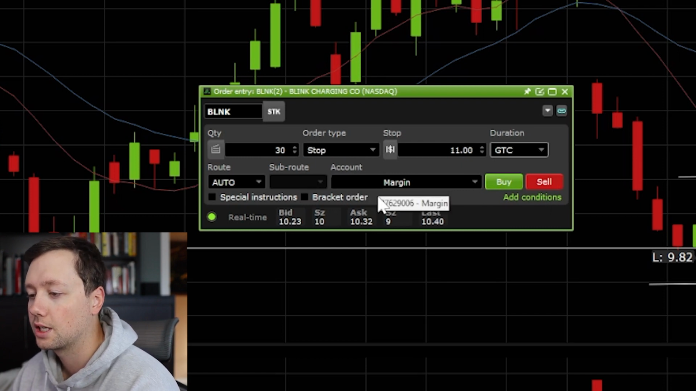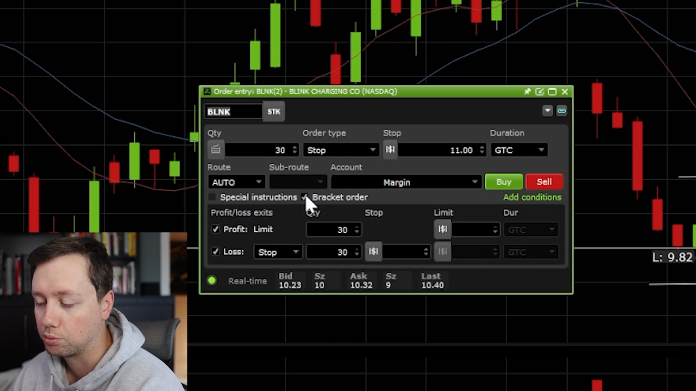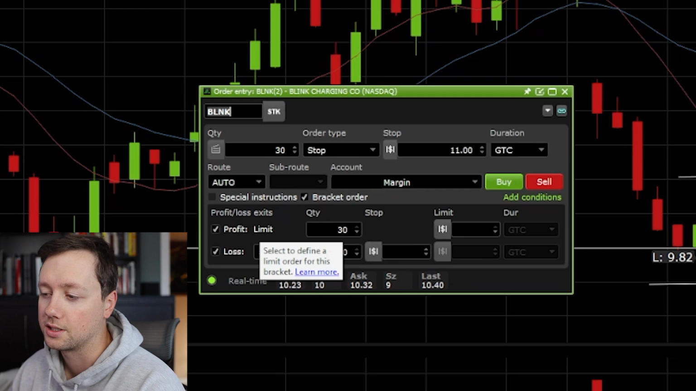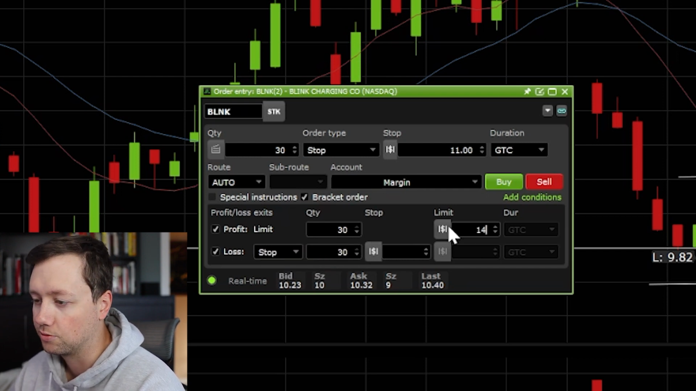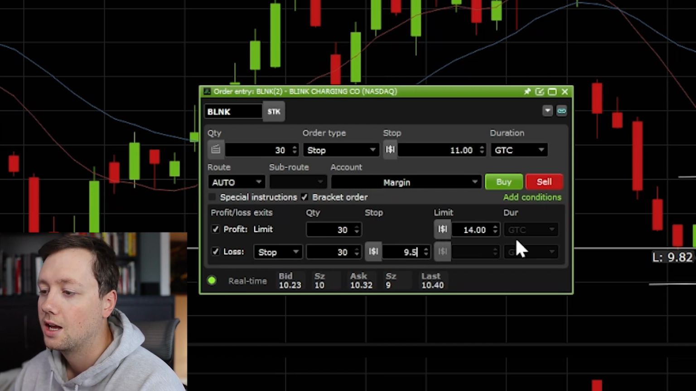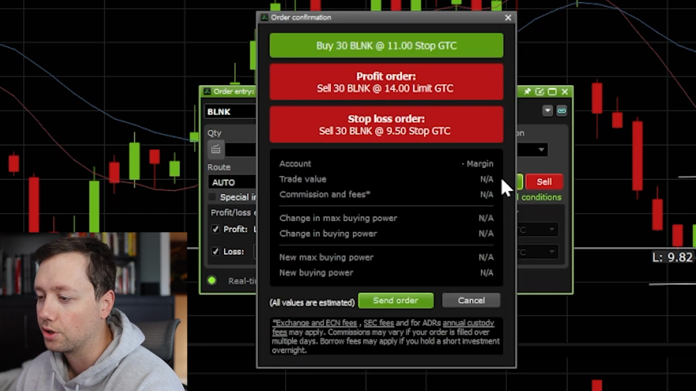I want to make sure that I'm trading in a margin account, and then on Questrade, they have this cool little button here that says bracket order, and it allows you to place your take profit and your stop loss basically at the same time. And so for us, our take profit here is going to be $14, and our stop loss here is going to be $9.50. And now with just one click right here, I can place these 3 orders into the trade.